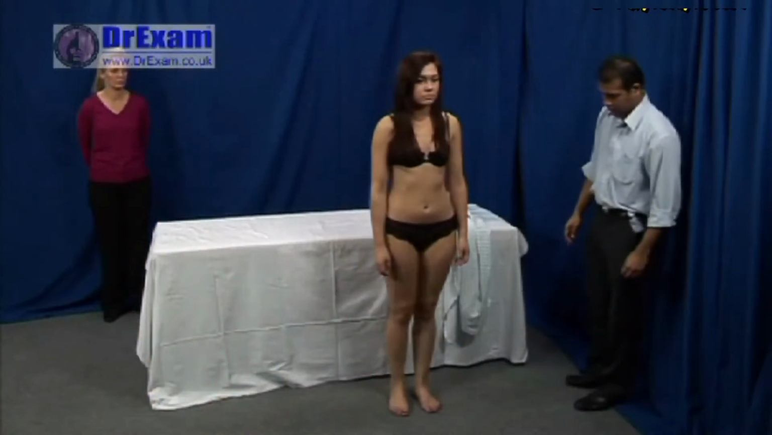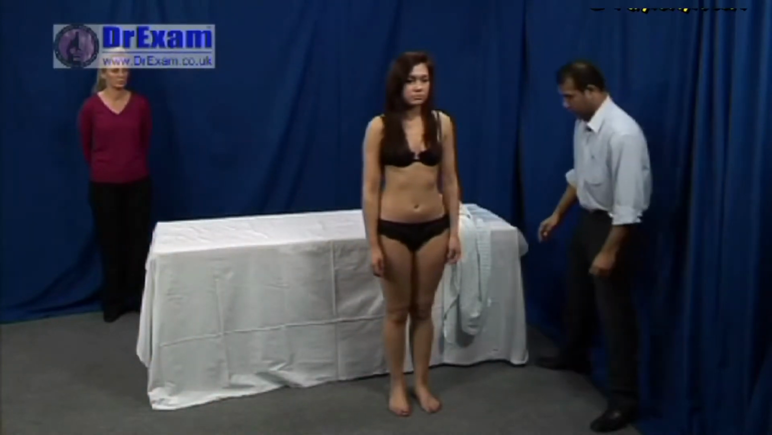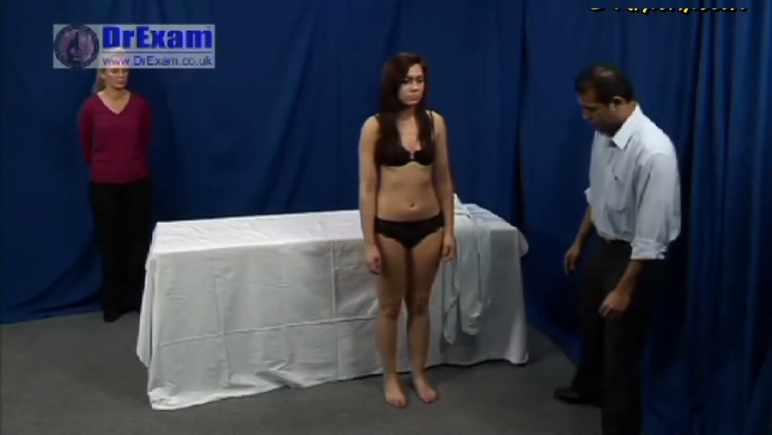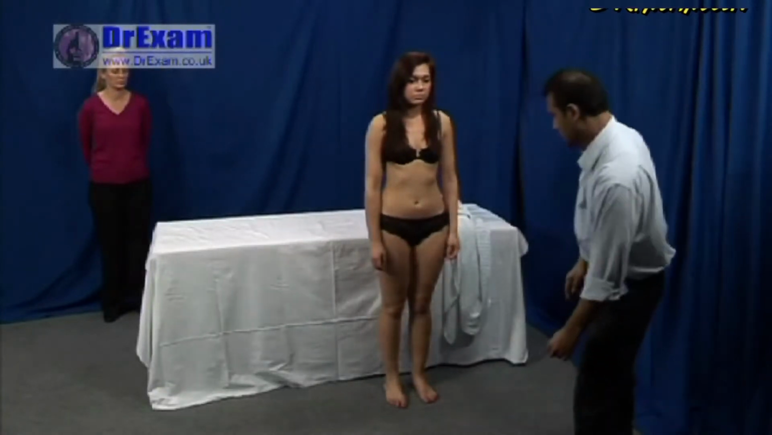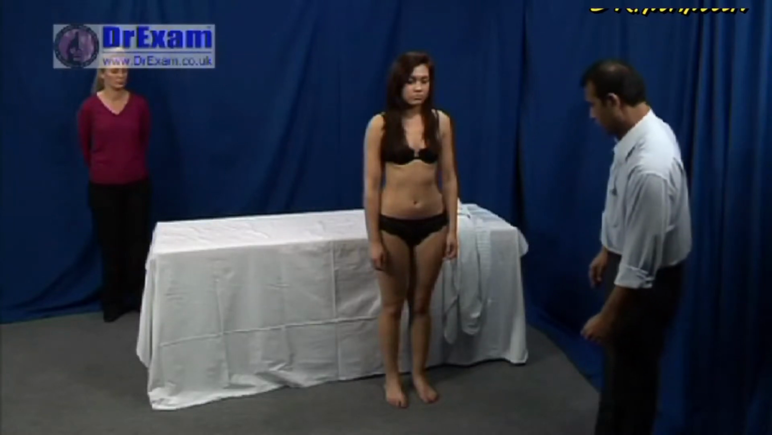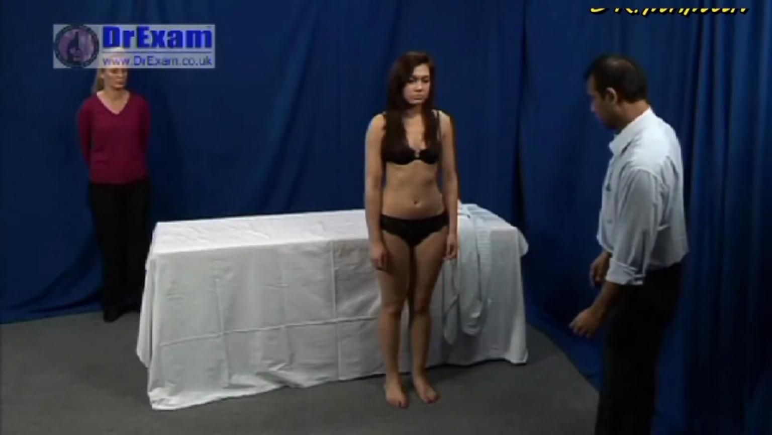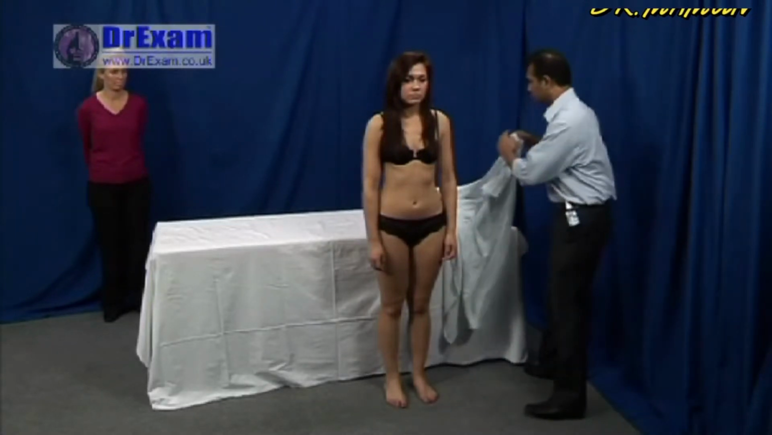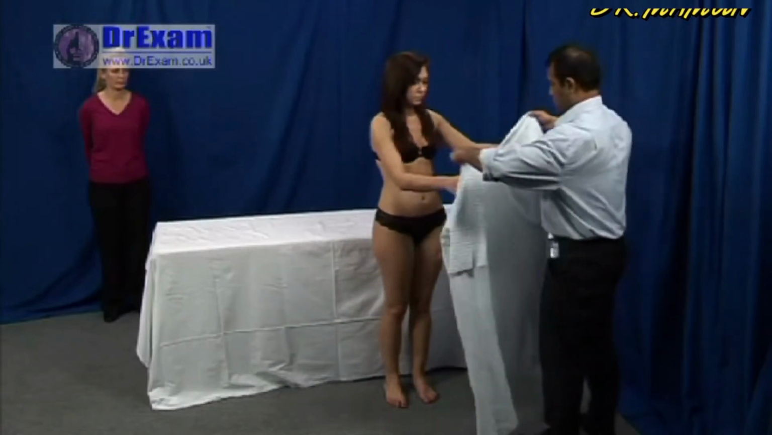Ensure inspection from the front, the sides and the back of the joint, comparing both knees, looking for any scars, swellings, asymmetry, deformities, erythema, sinuses and muscle wasting. Now lie the patient flat on the examination couch.